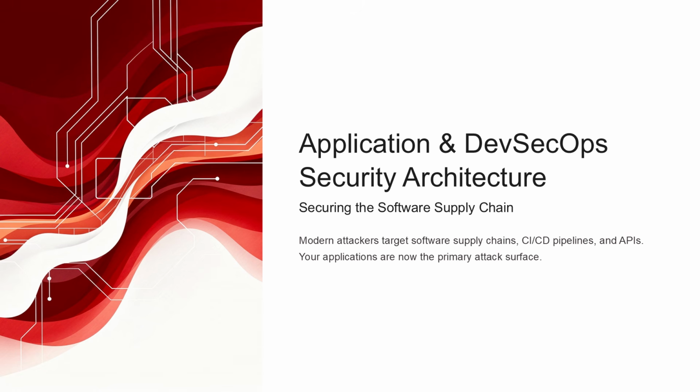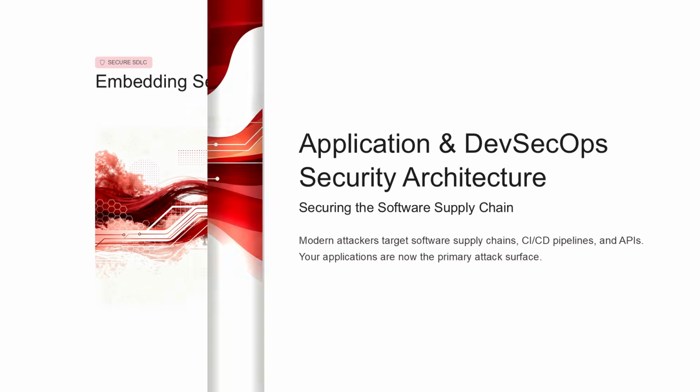If your application layer fails, customer trust collapses. If your pipeline is compromised, every release becomes suspect. If your software supply chain is poisoned, the impact multiplies at scale. As an enterprise security architect, you must treat application and DevSecOps security as architectural domains, not as a developer checklist. You are not simply protecting code, you are protecting business continuity.